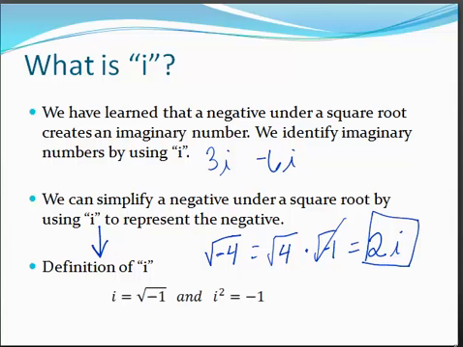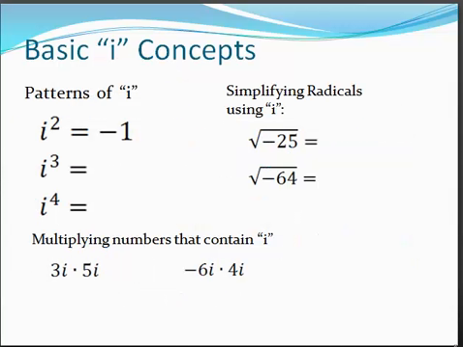Okay, so we can do several things with i. We can talk about i's raised to powers, we can simplify radicals with i, and we can multiply i. Alright, so patterns of i. If I have i cubed, that's the same thing as i squared times i. Well, we know i squared is negative 1, it tells us that right here. So really our answer would be negative i.